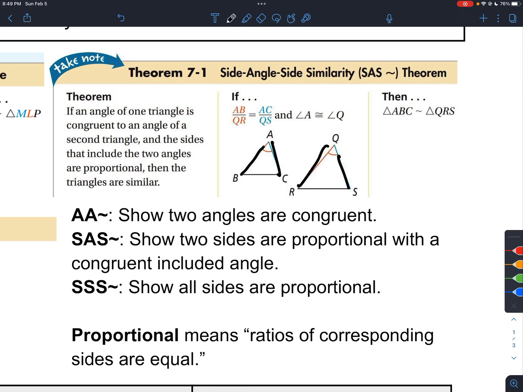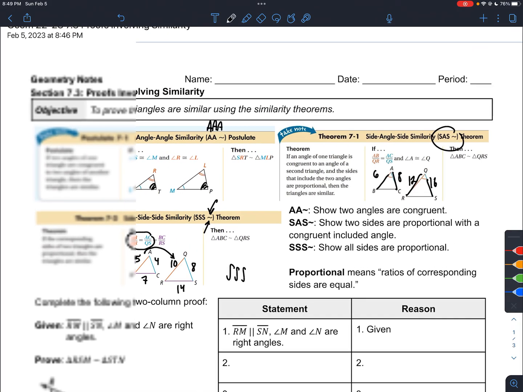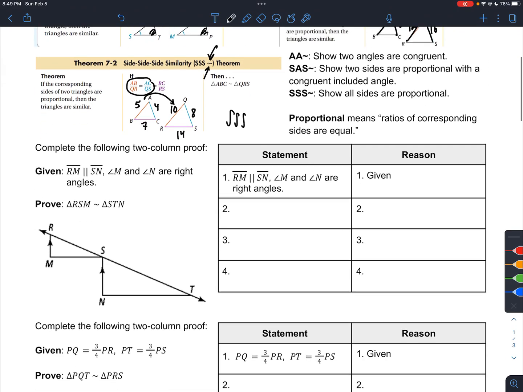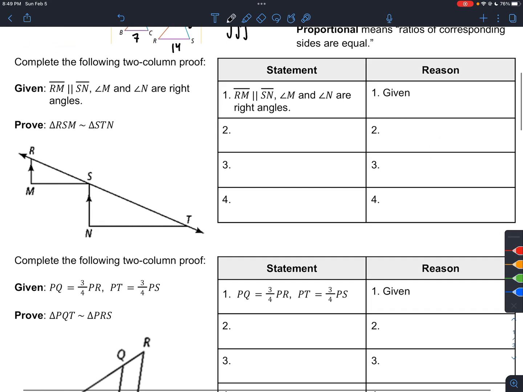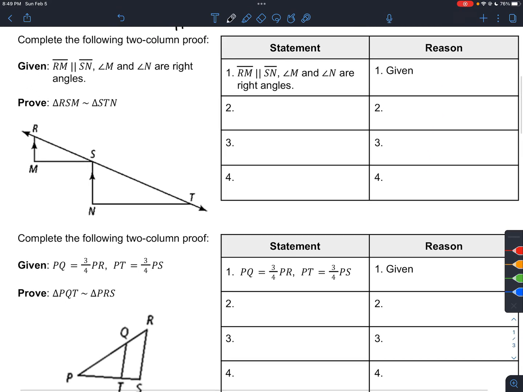And over here you have a scale factor between two of your sides. So say this is 6 and 8, and this is, I don't know, double it again. Those would be proportional sides. And if you have that angle in the middle, you can substitute that for a side, and you have SAS similarity. So let's do some proofs then.